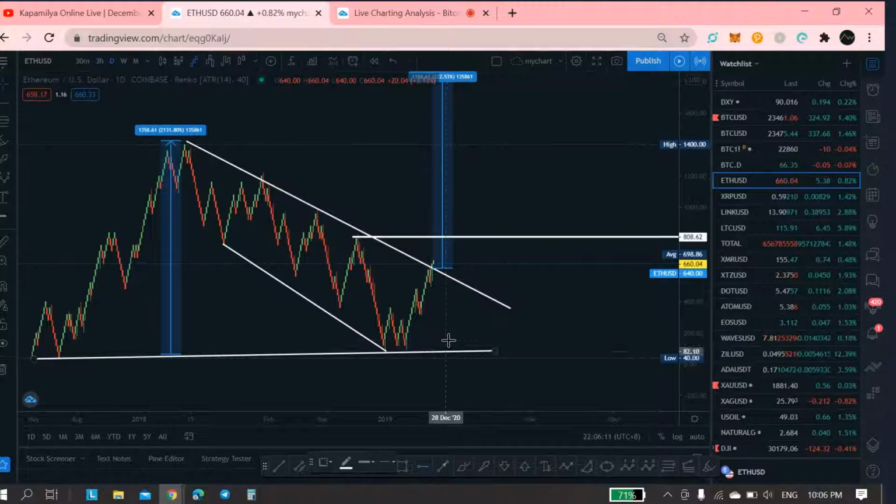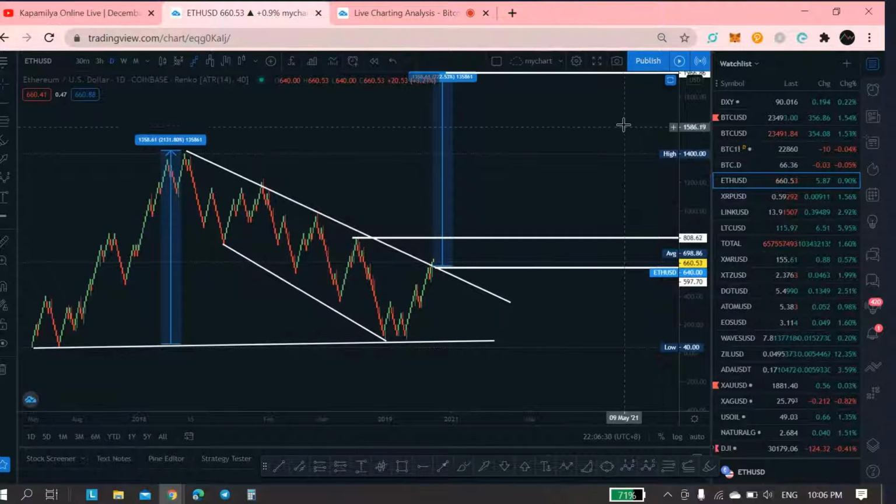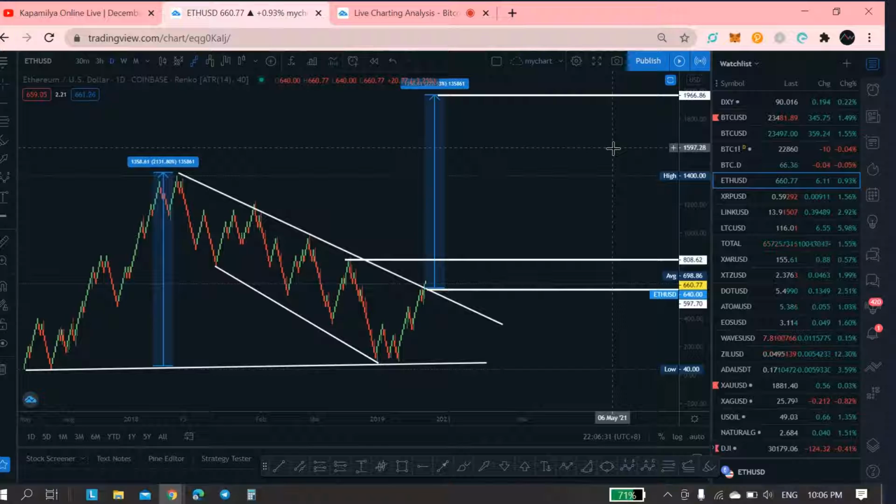But let's see. The support I'm looking at is the 640, that's immediate support, and a breakdown of that could possibly retest around the 600 area. So I think that's it for now for Ethereum. Actually, I also have a current long. Most of my trades are actually just relong and relong after the dump, most of it.